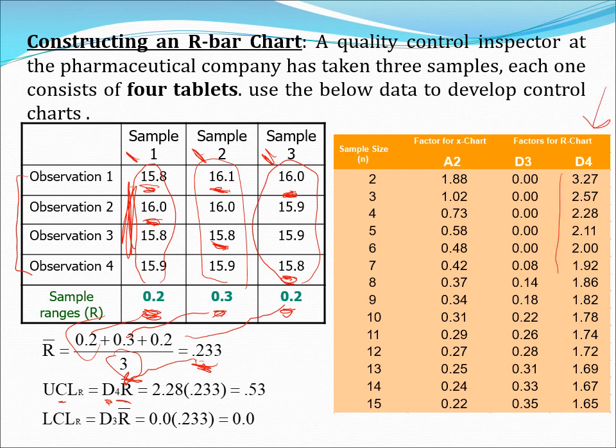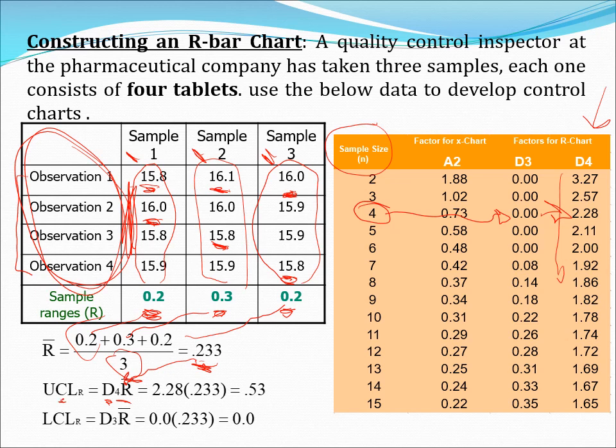But this table has so many D4 and D3 values. How do we extract the right value? It depends on your sample size. Here it is very important to understand again the difference between the number of samples and the sample size. We have 3 samples, but that is not important now. Here it is written sample size, which means how many tablets, how many observations, in every sample. We have 4 tablets in every sample, so the sample size here is 4. For sample size 4, D3 equals 0 and D4 equals 2.28.